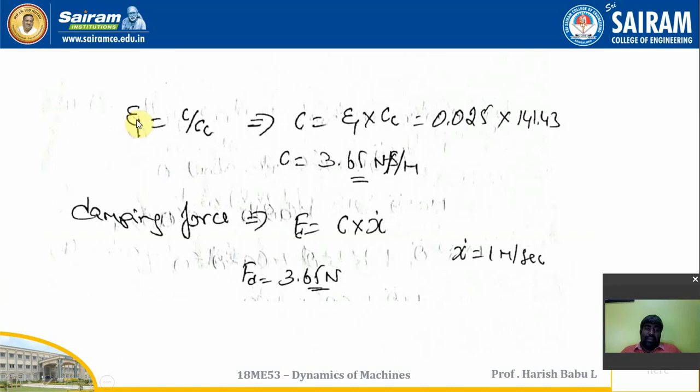So zeta, the damping factor, is equal to C by Cc. So I have to find out the damping coefficient. C is equal to zeta into Cc, 0.2025 into 141.43. I get 3.65 Newton second per meter. So once you got this value, I can easily find out the damping force Fd is equal to C into x dot. X dot is nothing but the velocity, they given as 1 meter per second. So I'm going to get the damping force as 3.65 Newton.